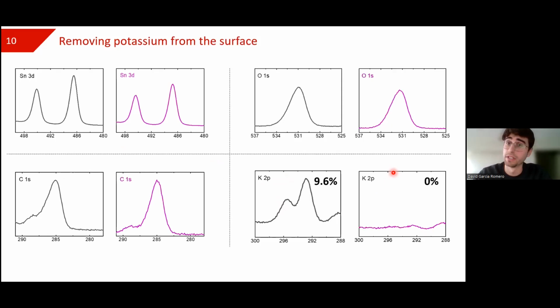So this is what we did. And these are the XPS spectra again of the thin films of tin oxide before and after the DI washing. As you can see, tin, oxygen, and carbon remain equal, without even a little shift in the binding energy, but we can see that the potassium is fully removed. So we are going from the 10% I was showing before to 0%.